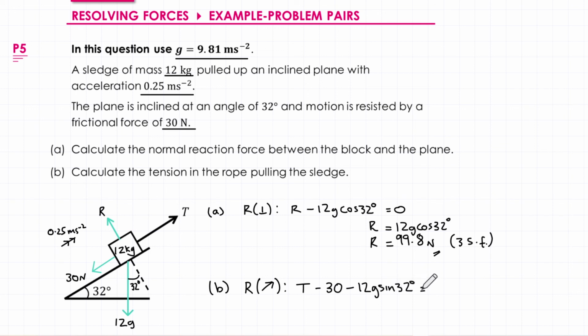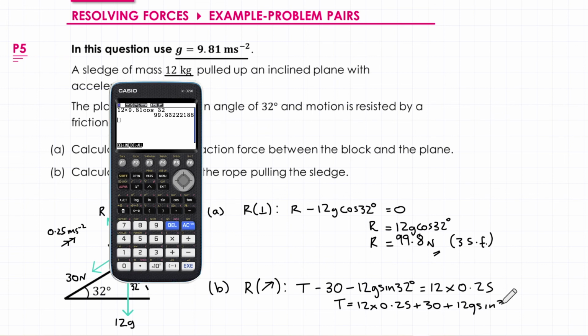That's going to equal mass times acceleration, which is 12 times 0.25. Let's rearrange to make T the subject, and then we can put that into our calculator, giving us a force of 95.4 newtons to 3 significant figures.